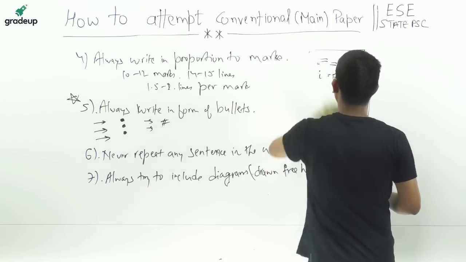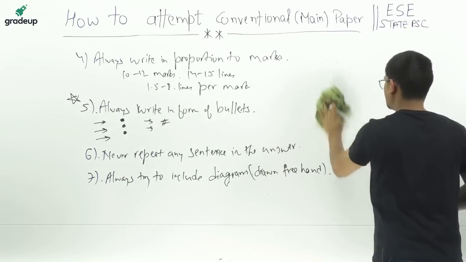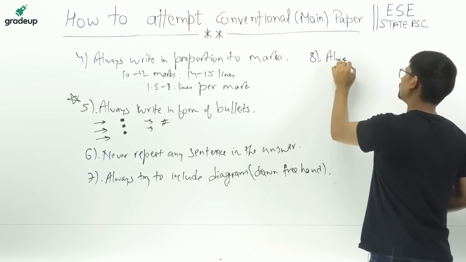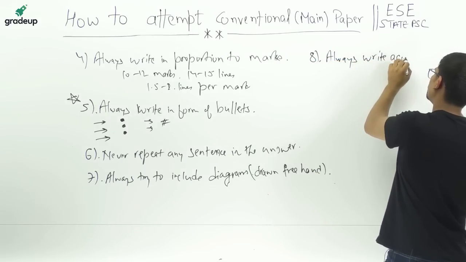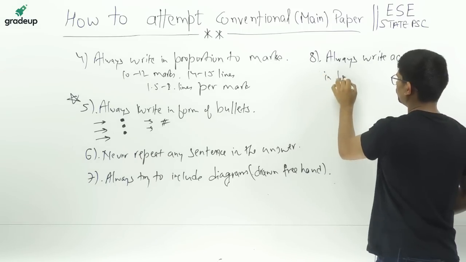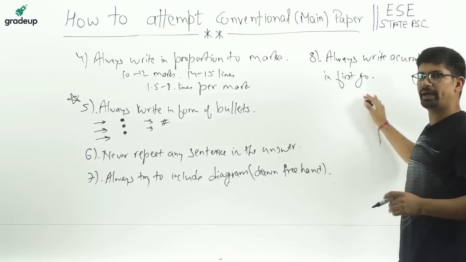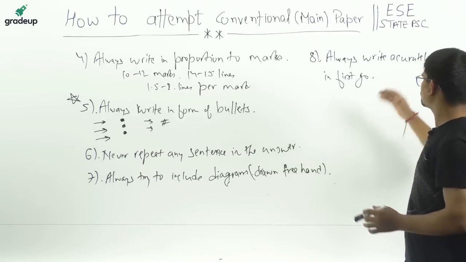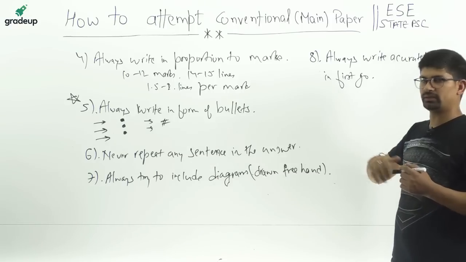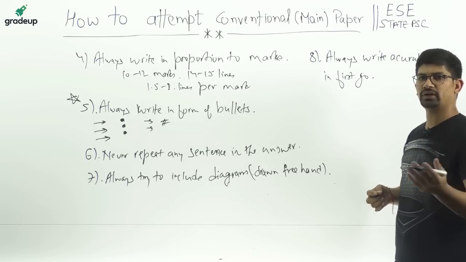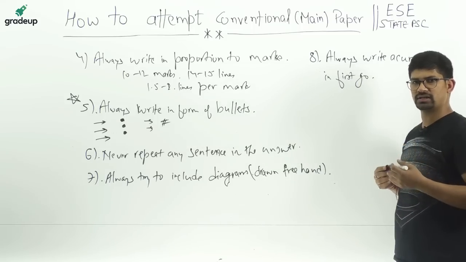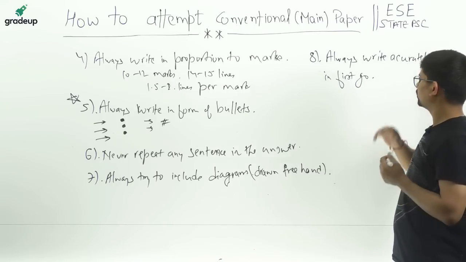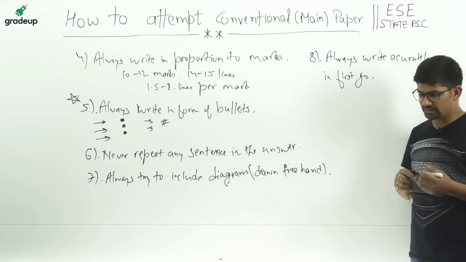Also a very important point: in ESE, as I have said, you are provided with an answer booklet with space restriction. So always write accurately in the first go. How will you do that? By analyzing; I have already said that before answering you should analyze what you are intending to write. If you write correctly the first time, you don't have to cut it. But since there is space restriction in ESE, you may not have the space to write that answer again, and you will lose marks. So always write accurately in the first go.